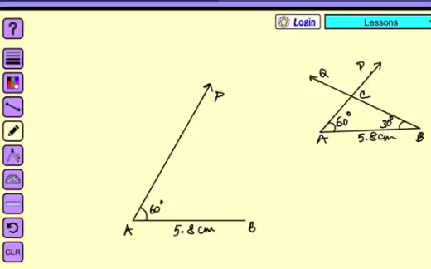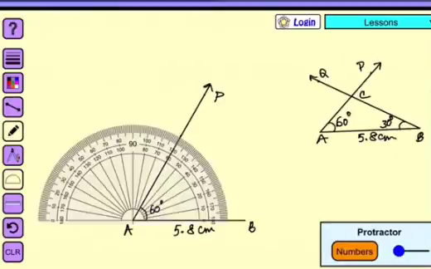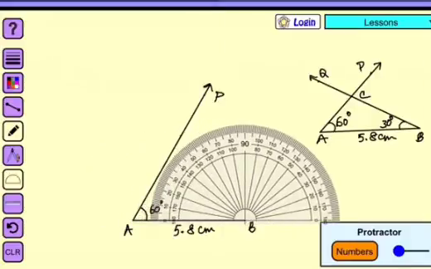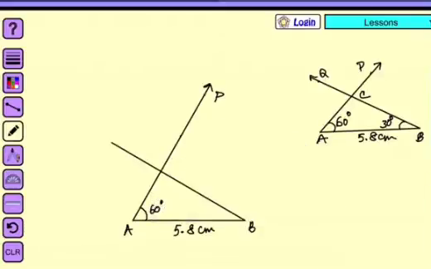Now at B, we'll have to draw another ray. Let's name it as BQ, making an angle of 30 degrees with BA. So the same procedure, we'll just shift the center to B. The baseline will remain AB only, but the center would be B. And we'll have to measure 30 degrees. 30 degrees comes here. We'll name this as BQ.